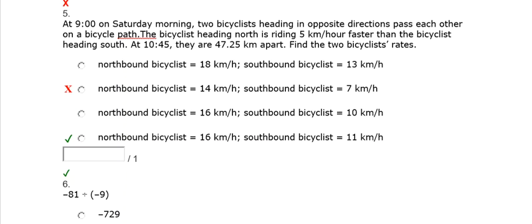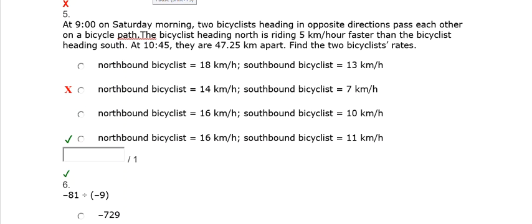Okay, next was number 5. These are not easy. So it says at 9 o'clock on Saturday morning, 2 bicyclists heading in opposite directions pass each other on a bike path. So I'm going to put their point. This is where they pass. We'll just actually write north and south. We have one heading north, 5 miles per hour faster than the one heading south.